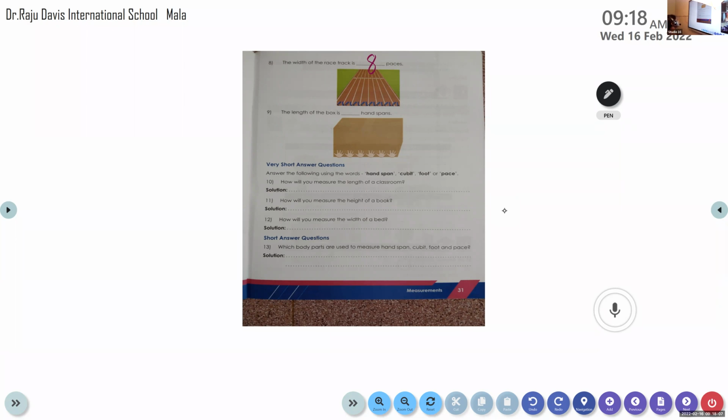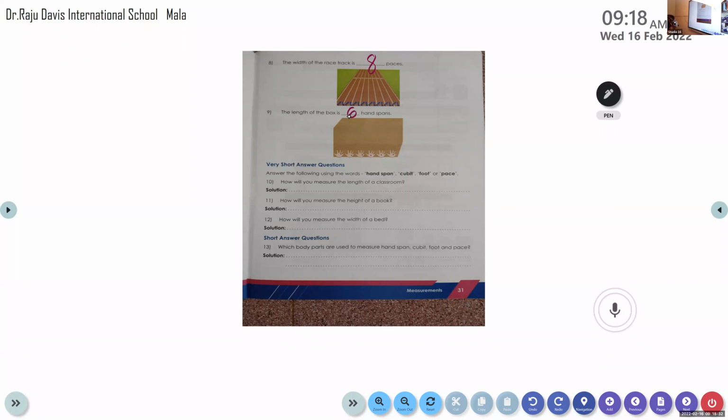The length of the box is dash handspans. Joanna Rose. 6. Length of the box, dash handspan. Yes, 6. Very good. 1, 2, 3, 4, 5, 6. So you can write here 6 handspans. The length of the box is 6 handspans.